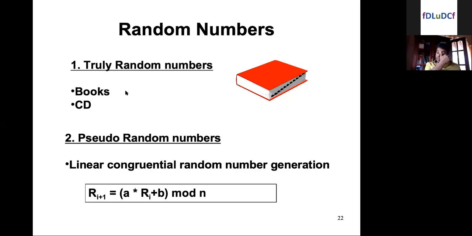But practically, when you implement a cryptographic algorithm, sometimes these true random numbers are not practical to use in our application. There we have to use what we call pseudo-random numbers. Pseudo-random numbers are generated by mathematical functions. Those functions have some input values. For example, here I am given one function, a multiplied by r_i plus b modulo n. Then a, b, and n are all constants, fixed values, which we give to the algorithm at the beginning as a seed value.